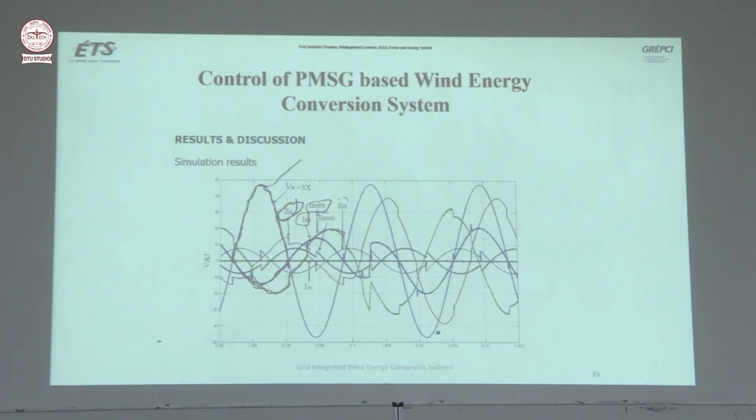You see the line neutral current, this one is the neutral current of the grid, and this one is the inverter neutral current. So it is cancelling the load neutral current. So if you see, the grid neutral current is zero, because the load neutral current is being cancelled by the inverter neutral current. So it is compensating for zero sequence current also.